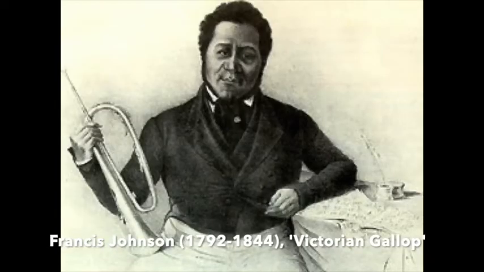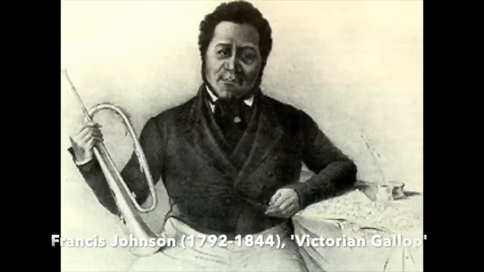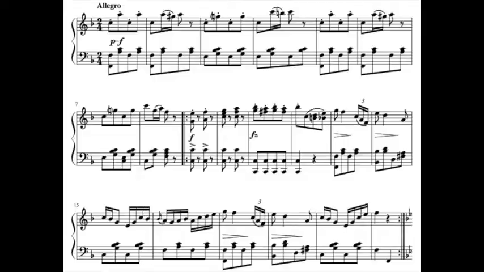The example we've got here, I'm just going to show up in the score in a second, we're going to talk through an example by Francis Johnson, African-American composer in the 19th century. He wrote some short piano works, and there's lots of transcriptions for his works for brass band and things like that. This is a piece called Victoria Gallop.